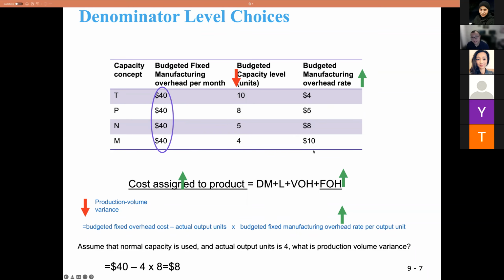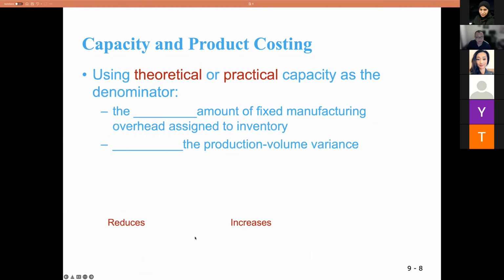So if the rate is going up, this is the fixed overhead, right? Rate goes up, then the product cost will go up, right? The product cost has 3 components: materials, labor, and overhead. And overhead can have 2 components, variable and fixed. If your fixed overhead rate went up, your product cost will go up, right? You can see the choice of this capacity level really affects a lot of other things, right? So let's keep going.